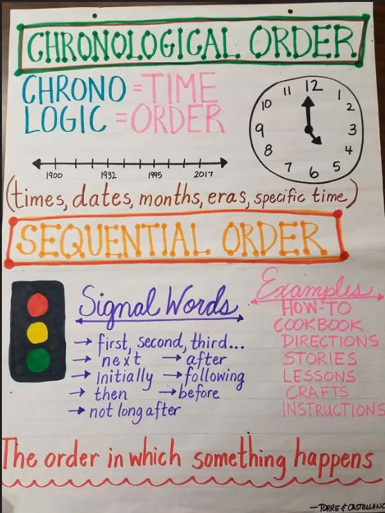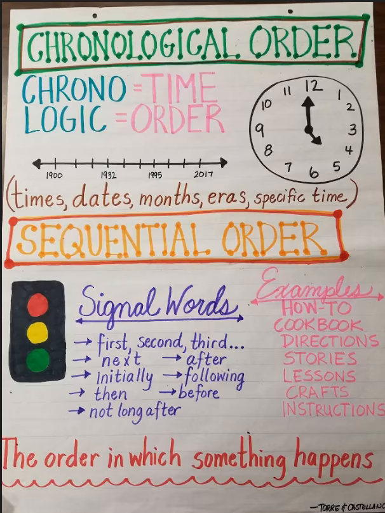I'm just taking a minute to do a little audio voiceover here to explain our anchor chart. There are two different kinds of orders when you're thinking about text structure. The first one is chronological order, and the other one is sequential order. And although they have a lot of similarities, there are some things that make them specifically different.